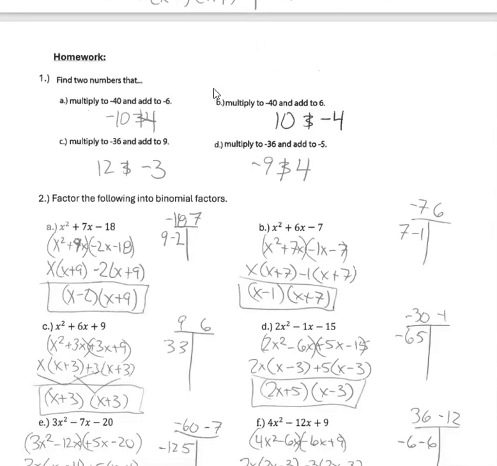Let's take a peek at the homework. When you're doing your ACB chart, you have to get pretty good at finding what 2 numbers multiply to get one number and add to get another, and that is what this was about. So you get negative 10 and 4, 10 and negative 4, 12 and negative 3, and negative 9 and 4. So it's kind of a little bit of guess and check, but you also come up with a little bit of a method.